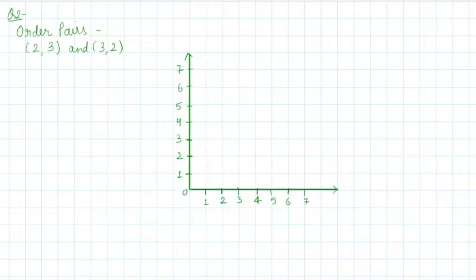Question 2 is a very interesting question of this exercise. Draw the line passing through (2, 3) and (3, 2). Find the coordinates of the points at which this line meets the x-axis and y-axis. So first we have to locate 2 and 3 in the same manner. The ordered pair is x and y. So 2 is here and 3 is here, right? So this is the location of the point 2 and 3. Now next is 3 and 2. So this is your 3 and this is your 2 here. So this is 3 and 2.